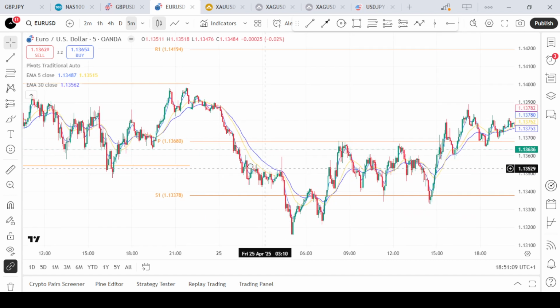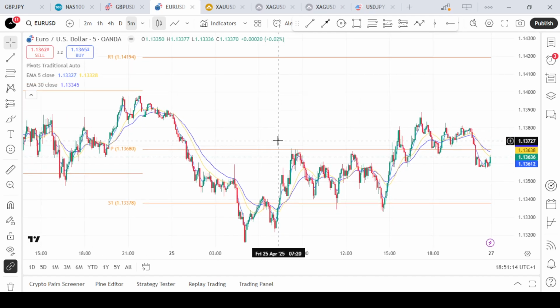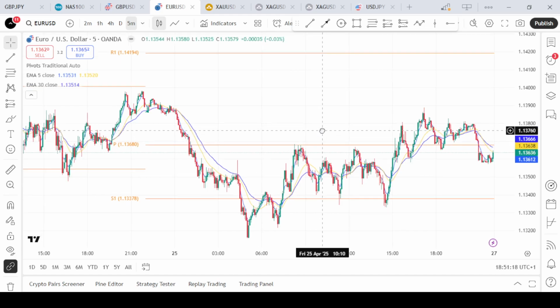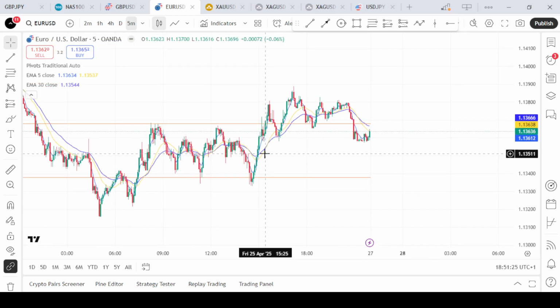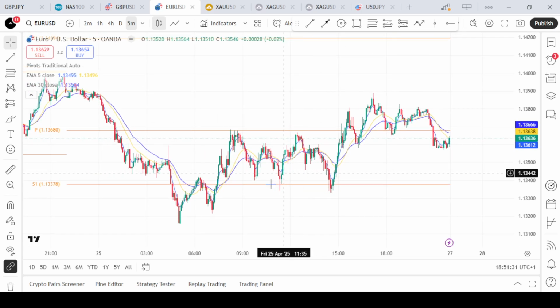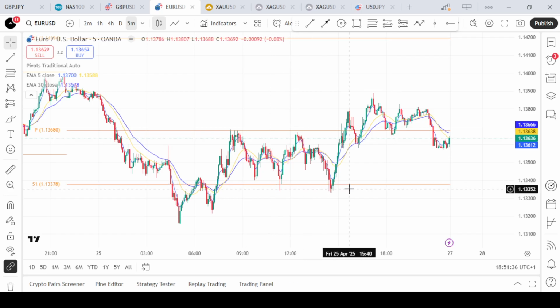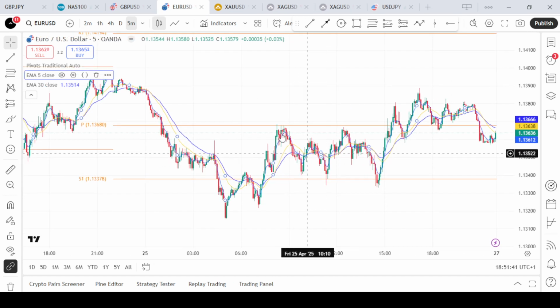So we first start by understanding what the pivot points in day trading strategy is all about. The pivot points are technical indicators that help you identify key levels of support and resistance based on the previous day's trading session, either the high, the low, or closing prices. Now, these levels act as potential turning points in the market where price movement may reverse or consolidate.